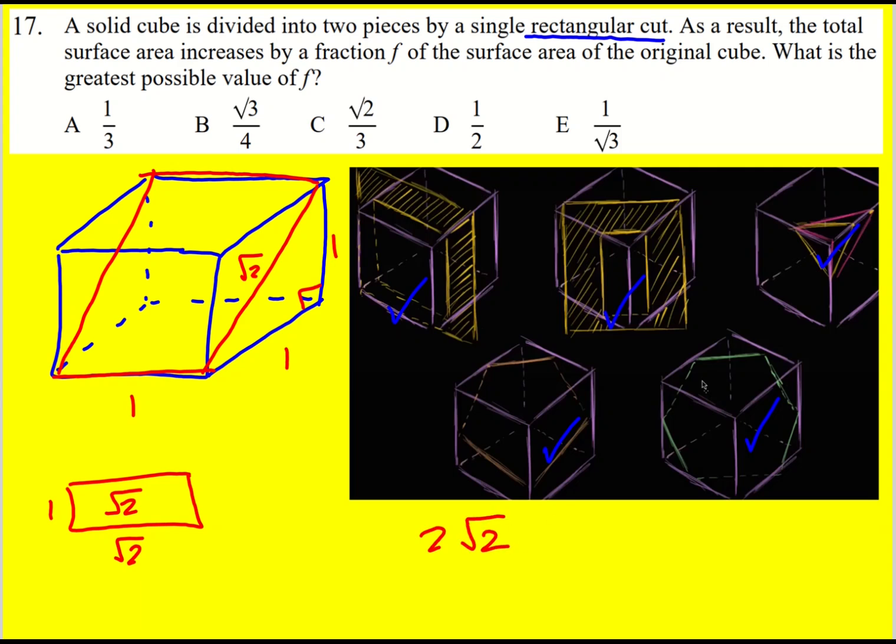And then the surface area of the original cube, well, one face is just 1 because it's 1 times 1. There's 6 faces, so the original is going to be 6. So we're asked what the total surface area increases by, a fraction f of the surface area of the original. That's what this is going to be. Okay, the increase is 2 root 2. The original was 6. So our fraction is 2 root 2 over 6. And we can just simplify that slightly to root 2 over 3. We're there.